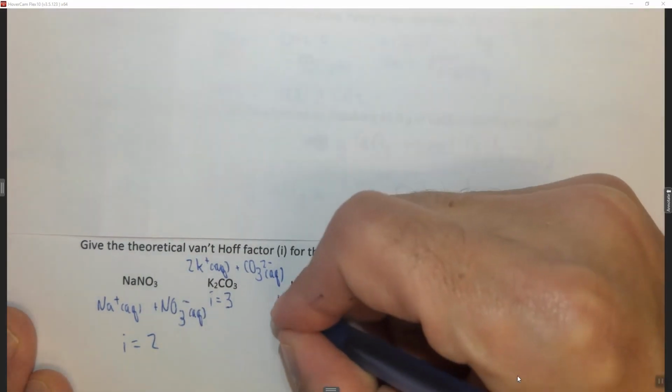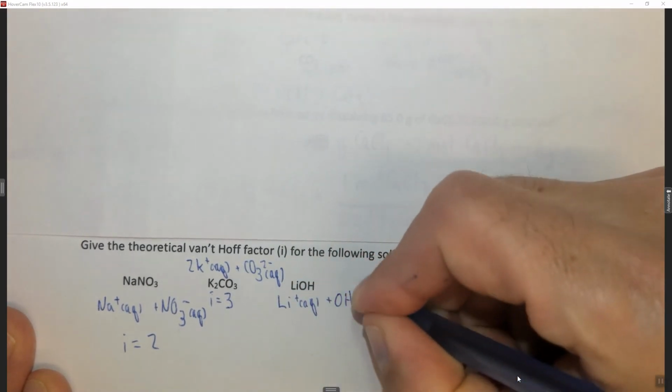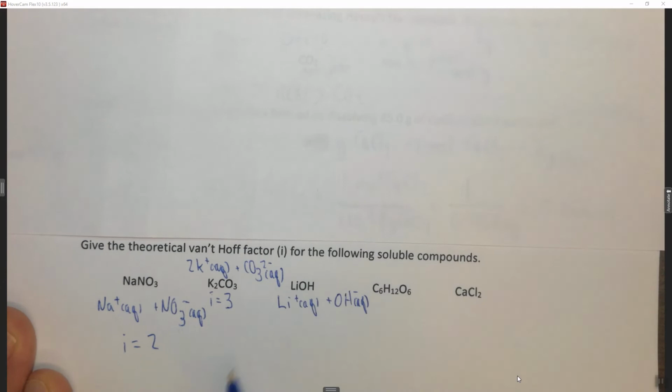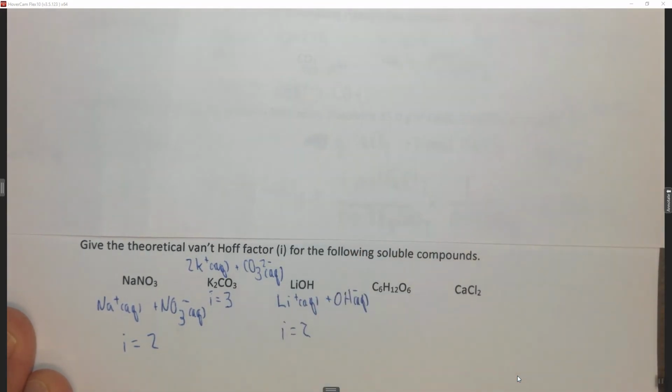Lithium hydroxide breaks into Li+ (aq) and OH- (aq). And these are the 3 examples from question 3. Here, i is equal to 2. Dissolve this, you get these 2 things.